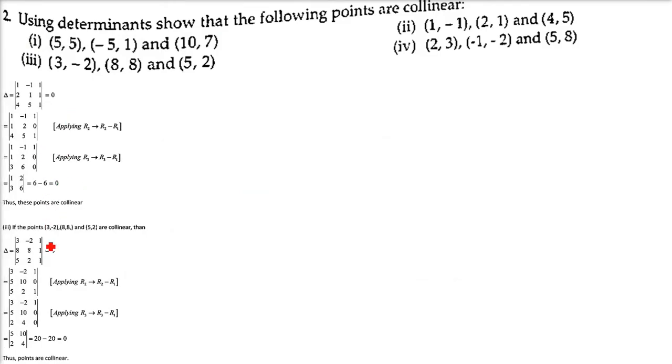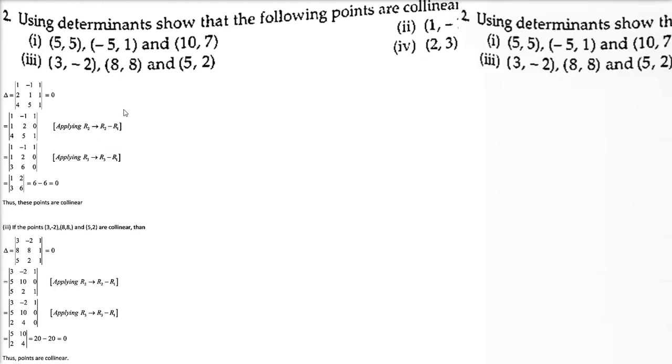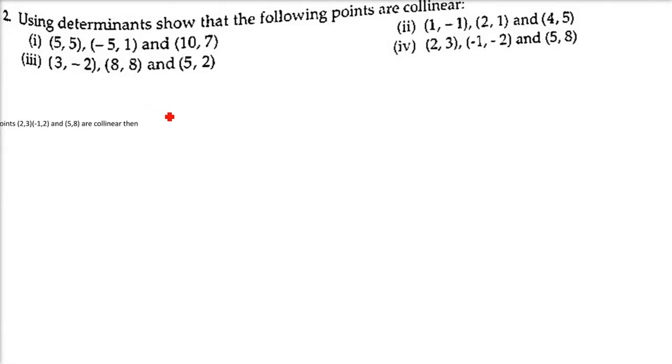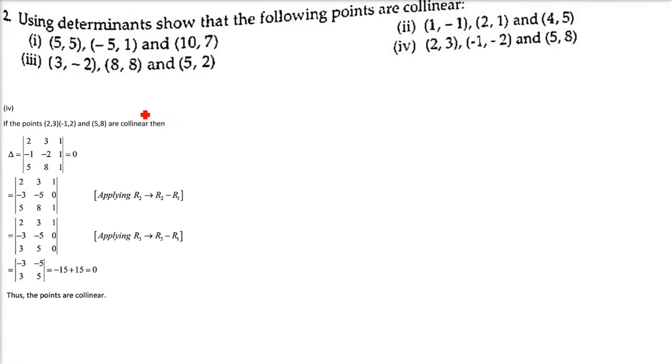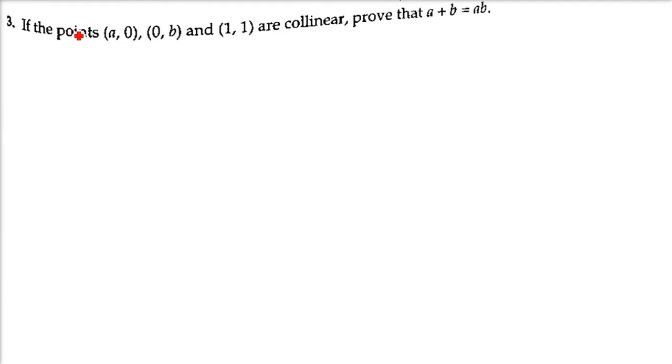So next one is like this. Just have a look if you are solving it. So this is the fourth one. So it will be 0, then it means it is collinear.